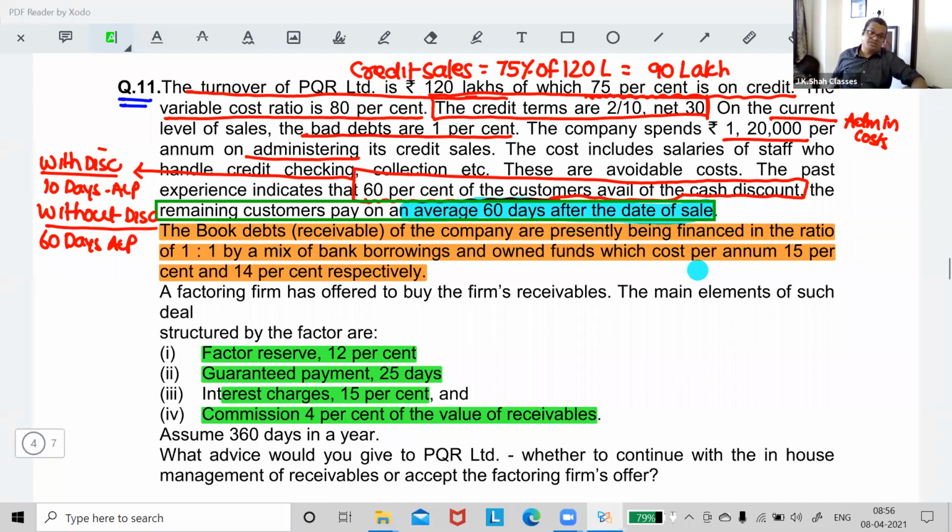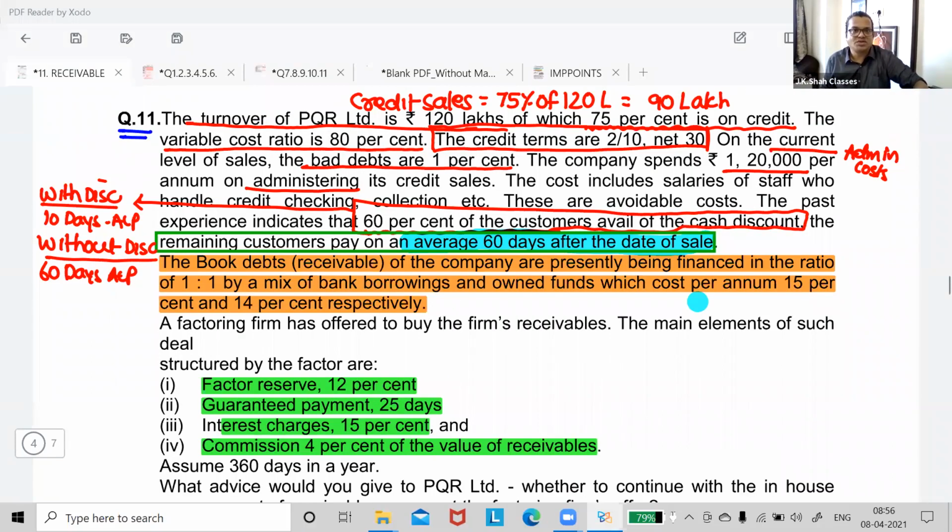Now you have a question: what advice would you give to the company, whether to continue with in-house management or to accept the factoring firm's offer? So again, the choices are the same, whether to go for in-house collection or whether to go for factoring, right? Some extra conditions over here. Okay, fine. So let's go to the solution then.